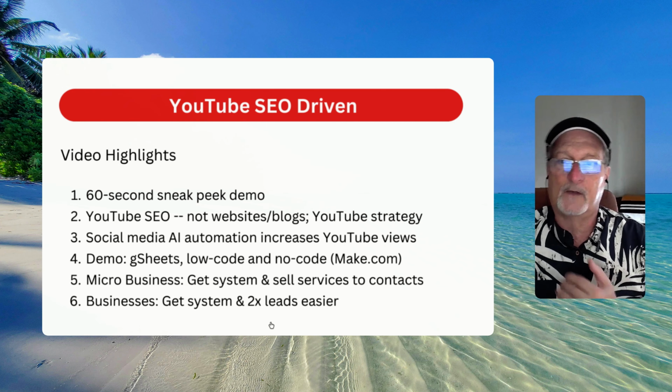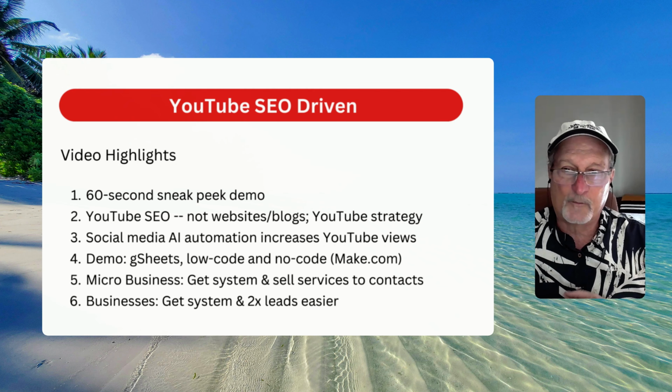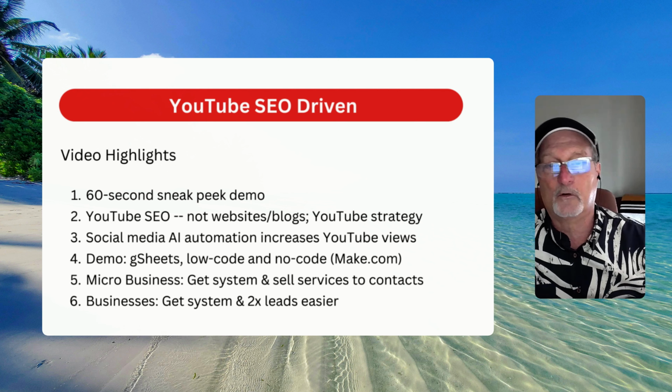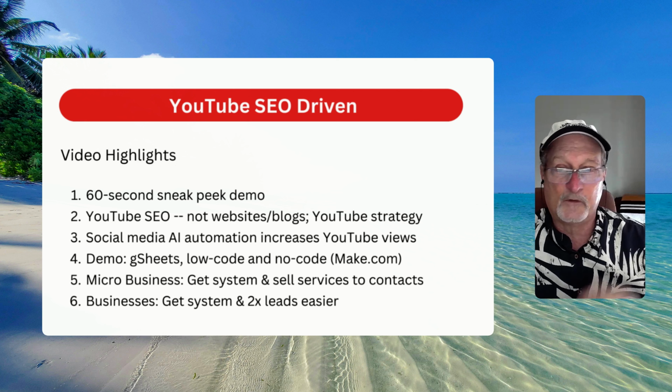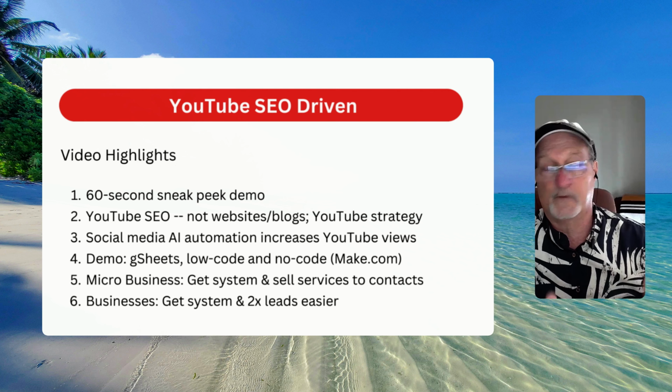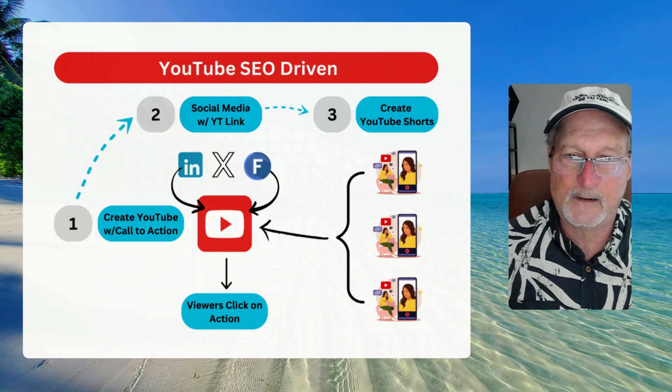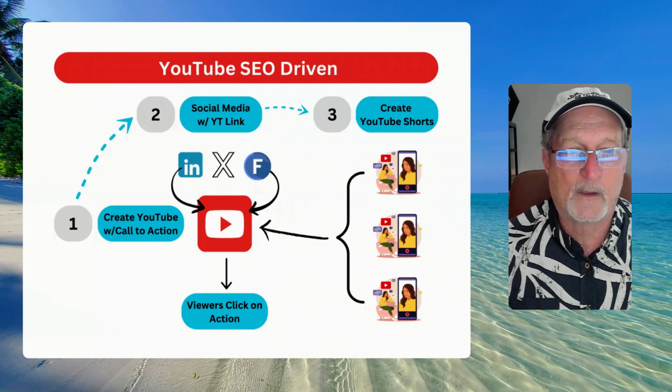So we're going to talk about YouTube SEO, how to automate social media. The demo is going to include components like Google Sheets, some low code and no code using make.com. If you're interested to create a micro business, you can get the system. I'll show you how. If you're a business already, hopefully you can double your leads much easier. Let's get into it. I'm so glad you could make today's video. We're going to talk about YouTube SEO.